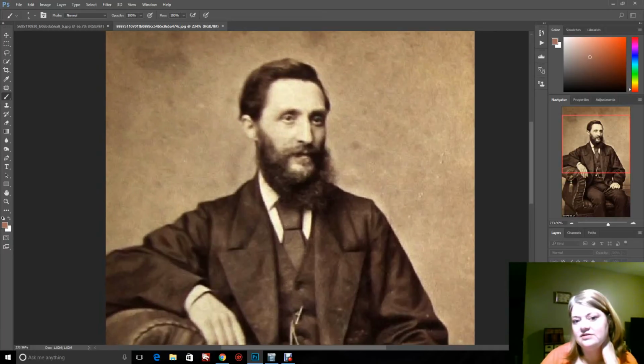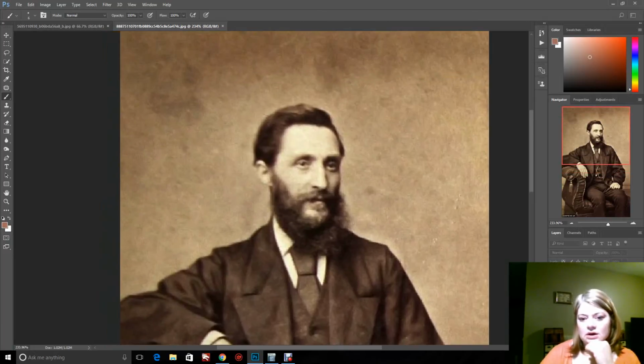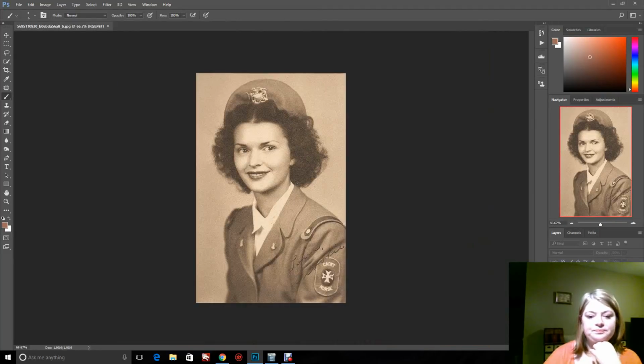That's also something that we saw around the Civil War and such. They weren't so much worried about being clean cut. But these type of indicators are also ways for you to determine when a photo was taken.